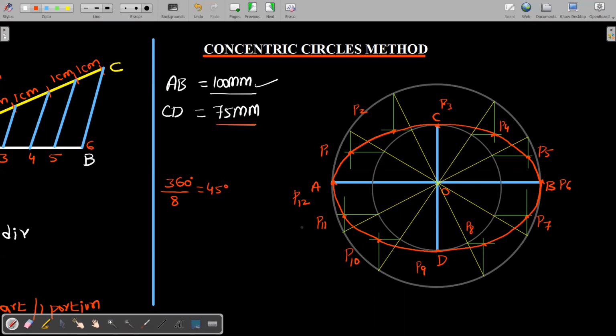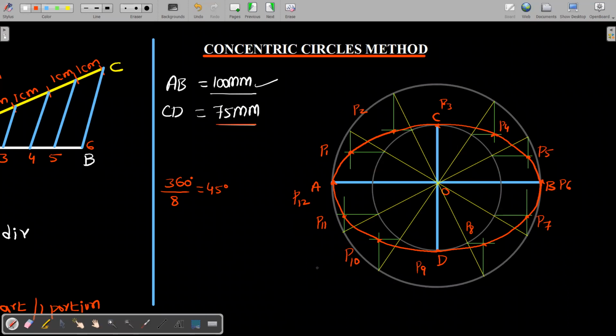So for example, just see, if some data is given for you, major axis is some x, minor axis is some y. If major and minor axis values are given for you, and the method is not mentioned, then you can go for any method. Yes, you can go for concentric circle. But mostly the method will be mentioned.